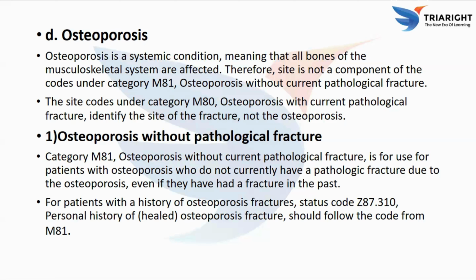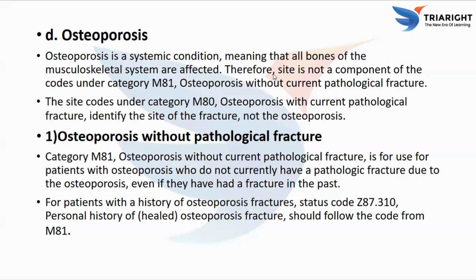You have to assign the code from M81.0 to M81.8 code range based upon the type. So what if the patient had a fracture years ago? You have to use a status code to show the history of an osteoporosis-related fracture. You have to assign Z87.310. So what does it denote? It denotes the personal history of the healed osteoporosis fracture. So this code is added after the M81 code.